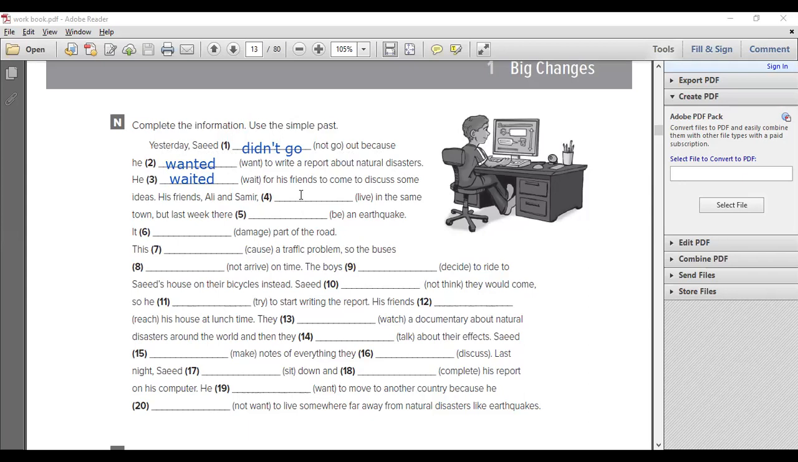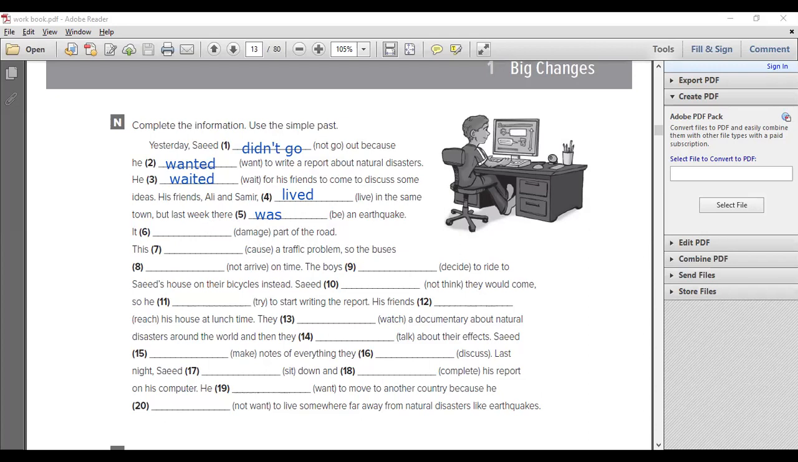His friends, Rimas, his friends Ali and Samir, we have live. What do you think, Rimas? Lived. Excellent. Lived. Very good. In the same town, but last week there you have verb to be an earthquake. What do you think, Rimaz? Was. Yes, was. An earthquake is one, and I have to have a verb to be that is singular and in the past. So I'm going to write was. Excellent.